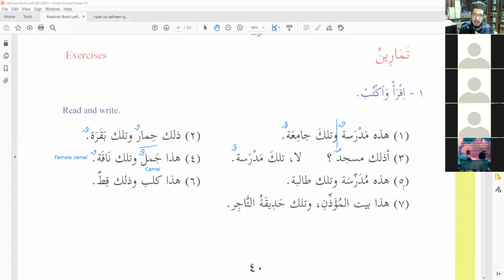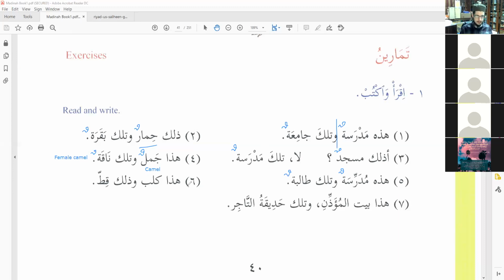Moving on to Sister Masarrat, number 5. هذه مدرسة وتلك طالبة. This is the teacher, and that is this female student, well, female teacher and female student. Very good. Excellent. هذه مدرسة. This is a teacher, female teacher. وتلك طالبة. And this is a female student. And yes, completely, as you said, lots of English words originated from places they colonized. بالضبط. Good.